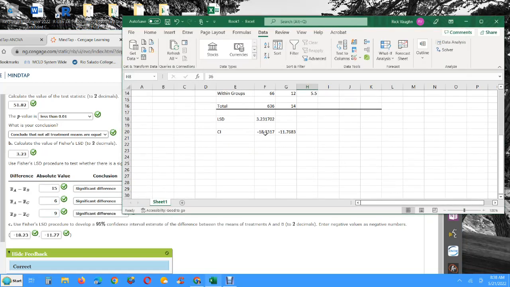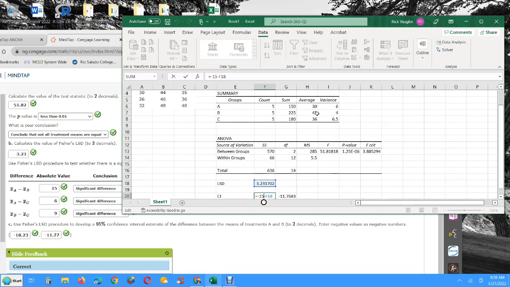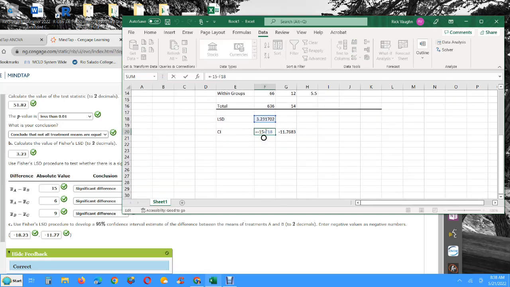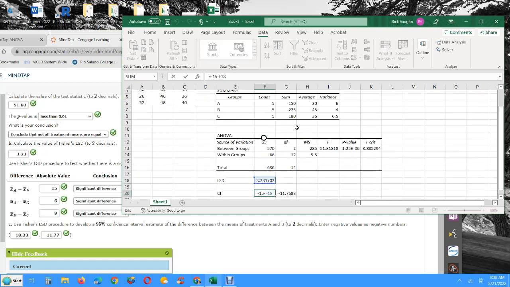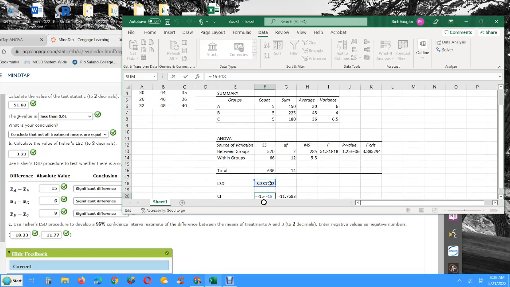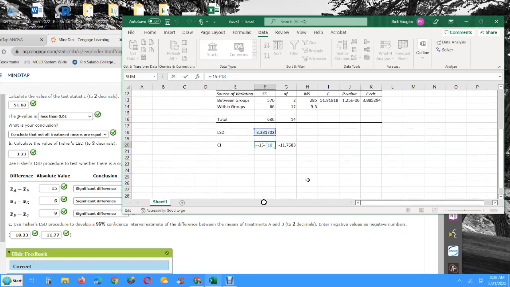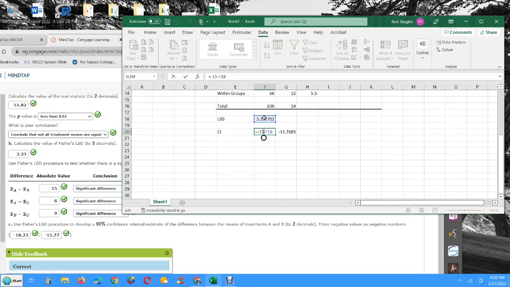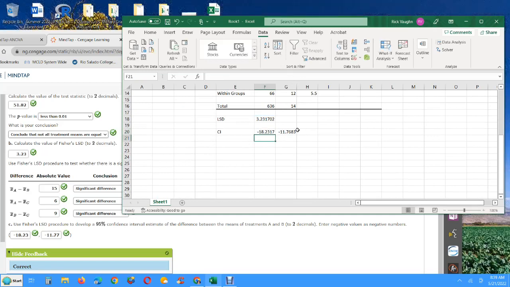Okay, and finally, for the confidence interval, they want me to look at A and B. So for the low end of the confidence interval, I'm going to take the difference in the means, which was negative 15. Now I'm concerned about the negative: 30 minus 45, A minus B, negative 15, and then minus, because we're doing the low end of the confidence interval, the LSD value. That's basically the margin of error on your confidence interval. So the negative 15, the difference in the means, minus the LSD gives me the low end of the confidence interval, and negative 15 plus the LSD gives me the upper end of the confidence interval. And that's where I get these two numbers to 2 decimal places.